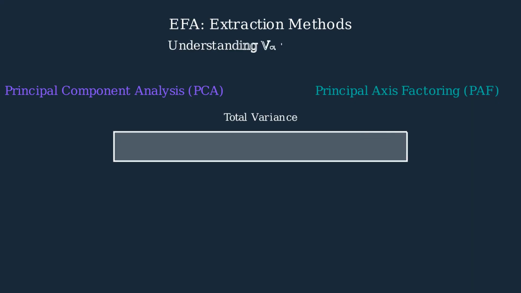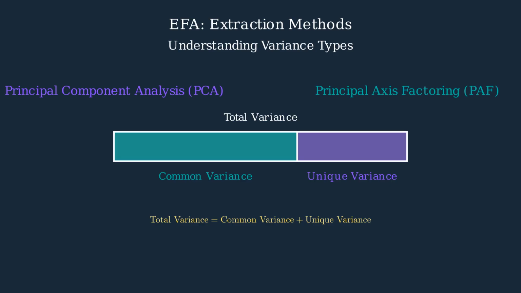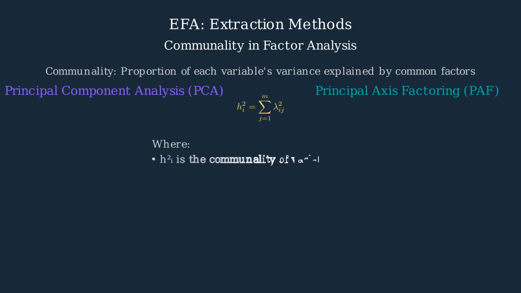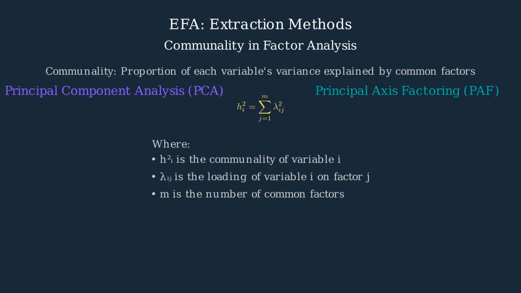A key difference between these methods is how they treat variance. Total variance can be decomposed into common variance and unique variance. PCA analyzes the total variance, while PAF focuses specifically on common variance among variables. PAF focuses on communality, which is the proportion of each variable's variance that can be explained by common factors.